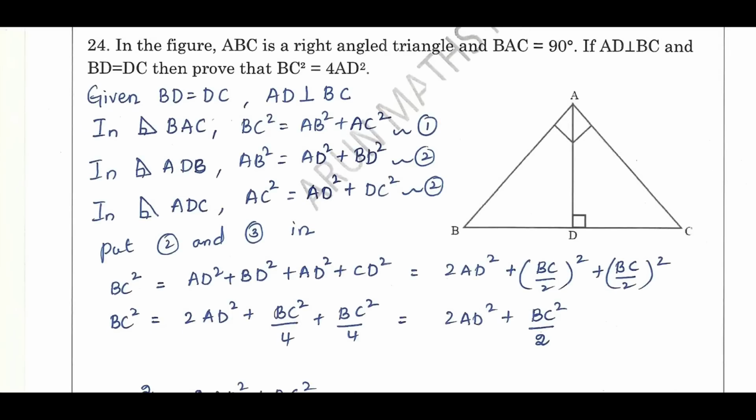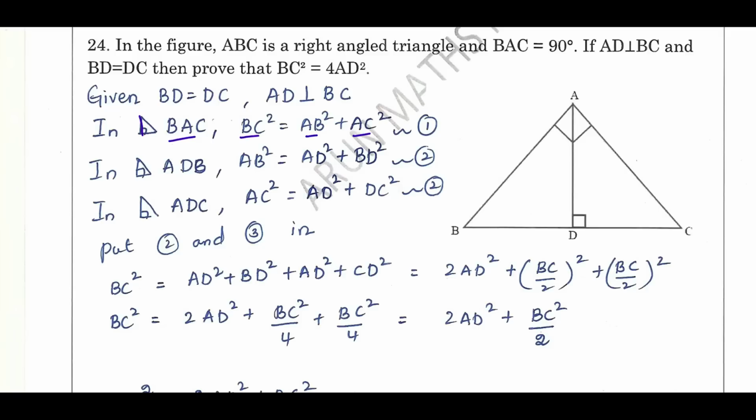In the figure, ABC is a right angle triangle and angle BAC equals 90 degrees. If AD is perpendicular to BC and BD equals DC, then prove that BC² = 4AD². This is a concept based on the Pythagoras theorem. There are 3 right angle triangles. In right angle triangle BAC, apply the Pythagoras theorem. What we get is BC² = AB² + AC².